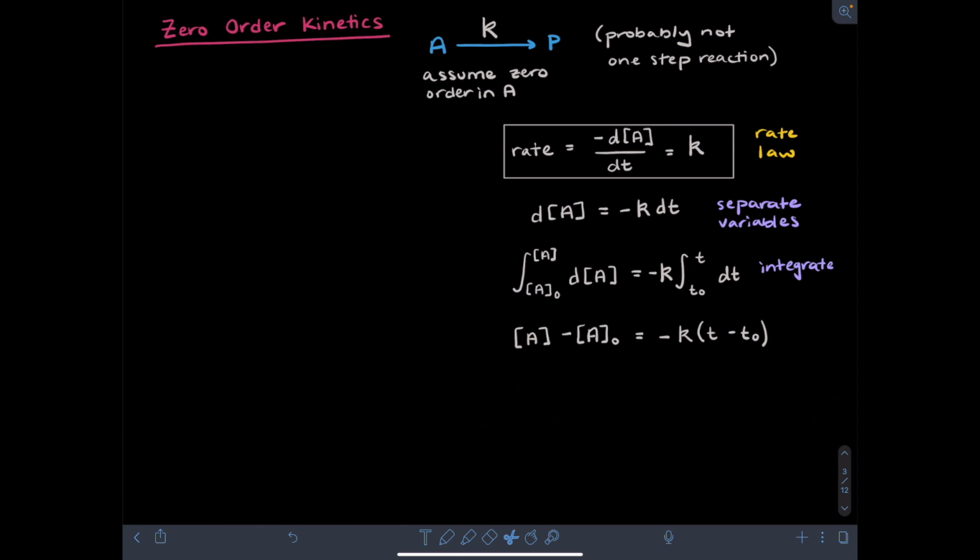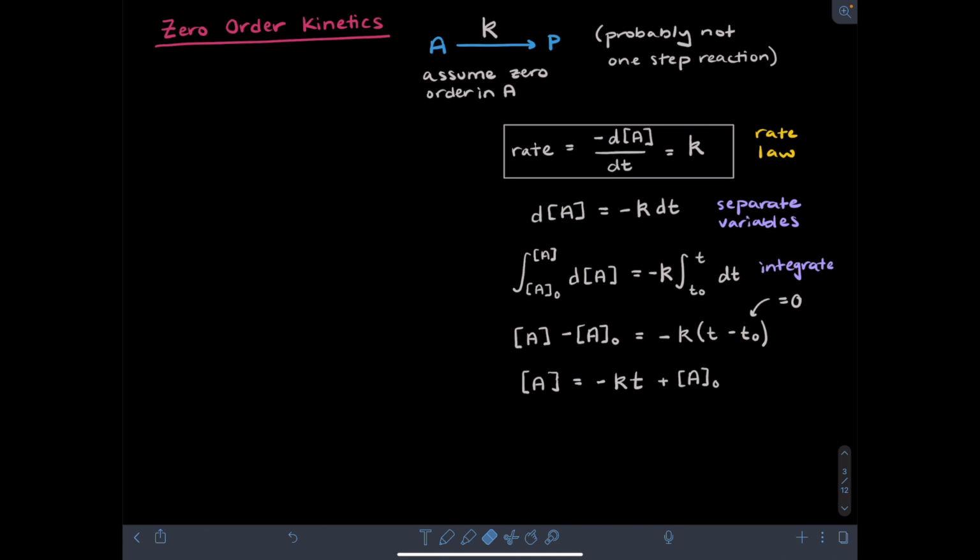I'll give you the outcome, which is that if you integrate dA from A0 to A, you get A minus A0. And if you integrate dt from t0 to t, you get t minus t0. Your minus k stays around because it was your constant in front of the integral. This t0, the time at 0, is equal to 0, so we're going to get rid of this term.